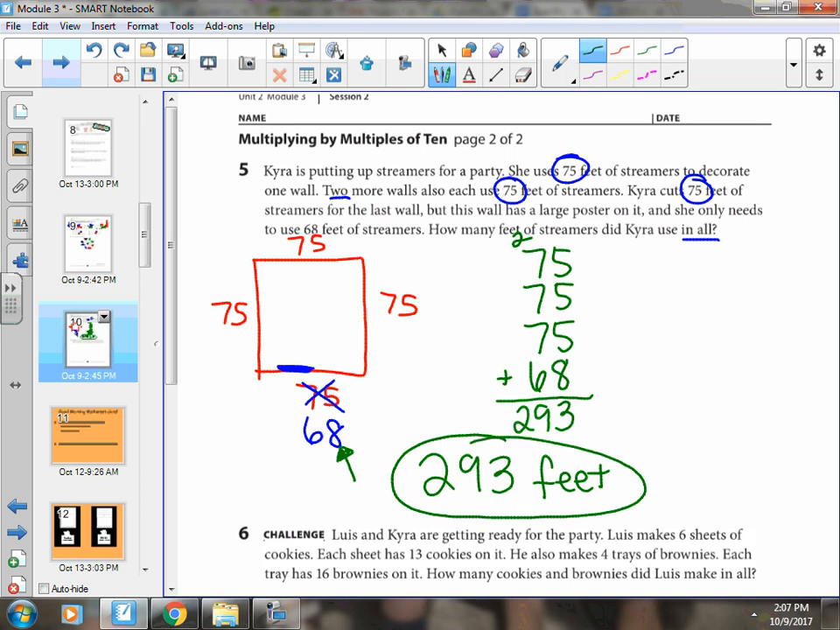I also could have done 75 times 4, and I might double. I know that 75 doubled is 150, and 150 doubled is 300. Well, 300 isn't the answer because the last wall was not 75, it was only 68. So if I were to take 300 minus 7 feet, that poster must be 7 feet long, then I would get 293, just like I did over here. So 293 is the answer no matter how you figured it out, 293 feet.